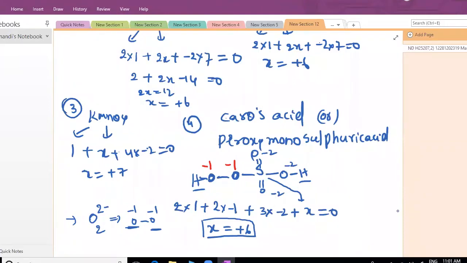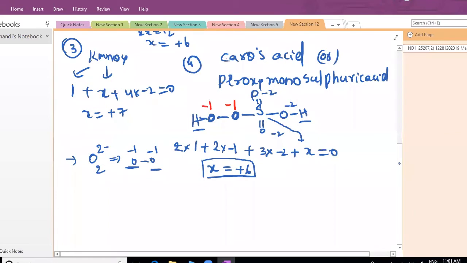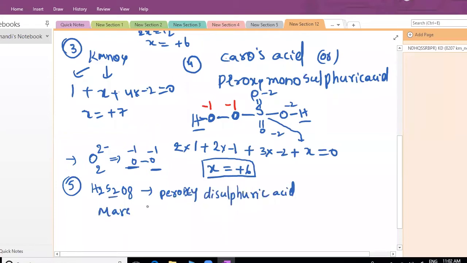I'm doing it, sir. What is the fifth one? H2S2O8. This is peroxydisulfuric acid. Because there are two sulfurs, that's why disulfuric acid, or another name Marshall's acid. Marshall's acid. Please note down the structure.